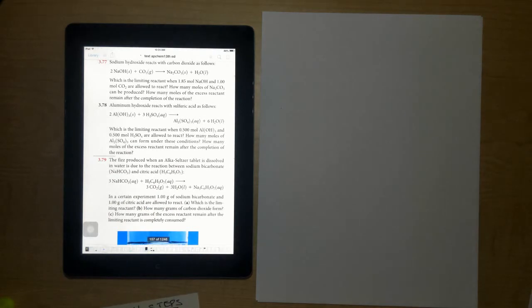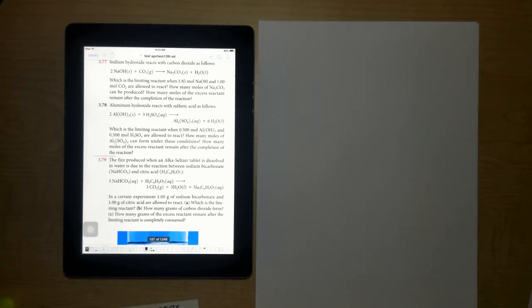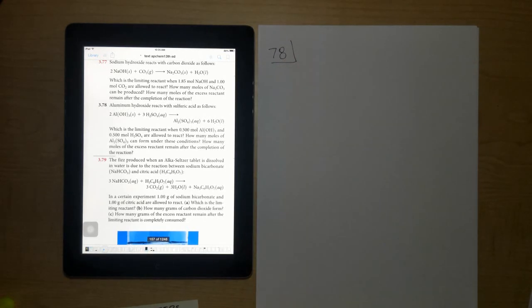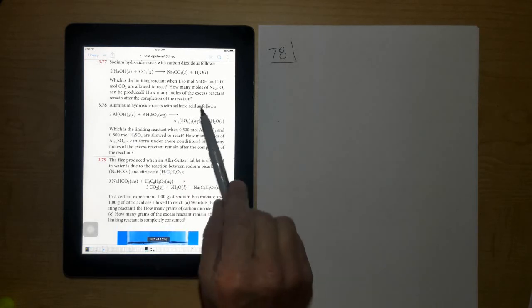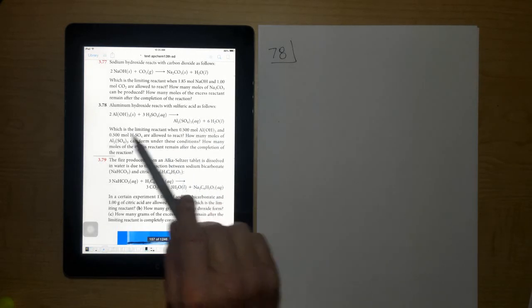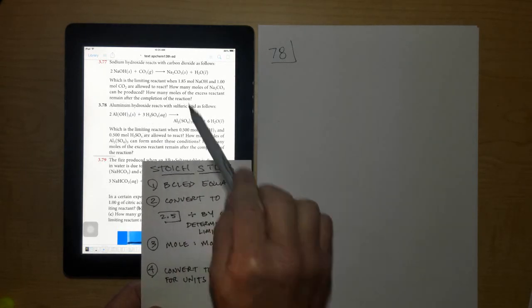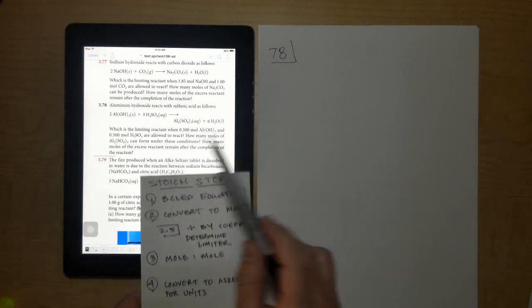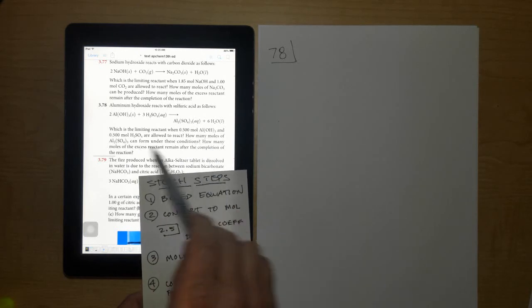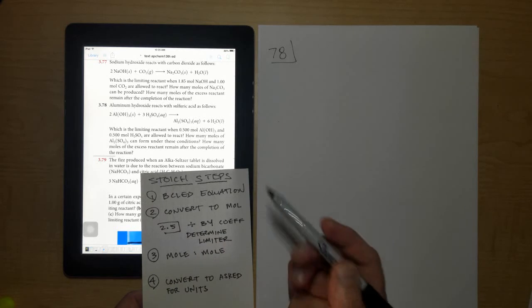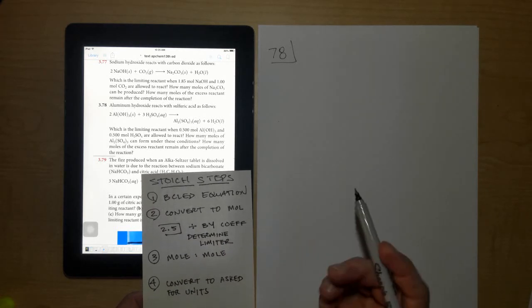All right, go to another page or give yourself lots and lots of room. Let's go to 78. Aluminum hydroxide reacts with the sulfuric acid as follows. Balanced chemical equation. Done for us already. We don't even have to write it down. It's given to us. Nice. Step number 2, which is the limiter. Ooh, we've got moles and moles, so it's going to be the limiter again. You're going to have to divide by the coefficient to see which one's the smallest.